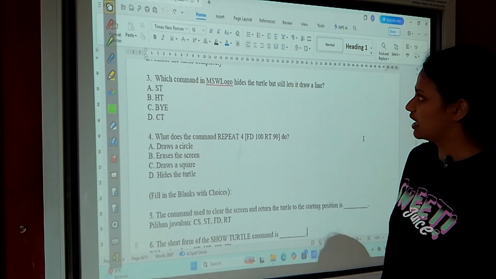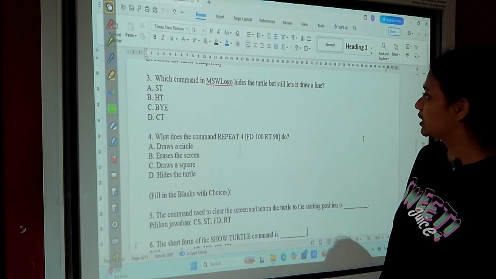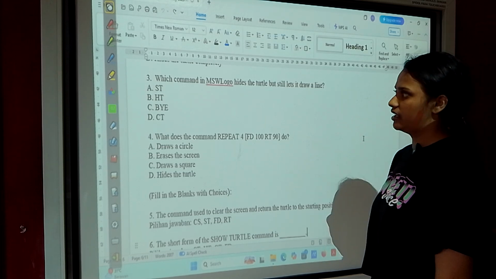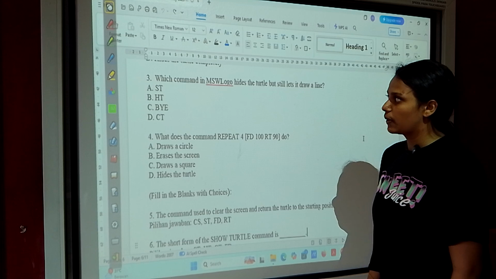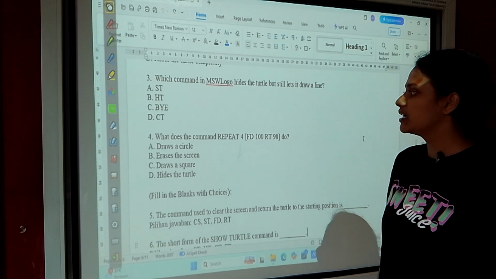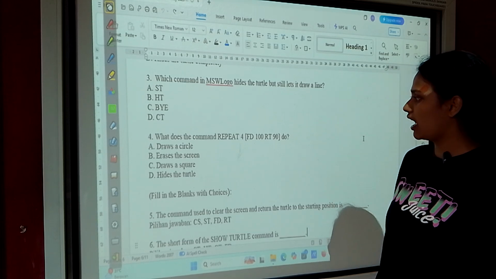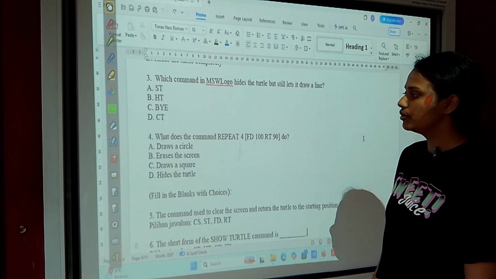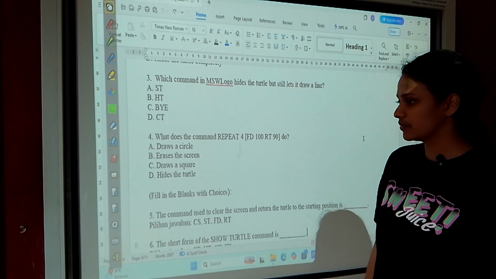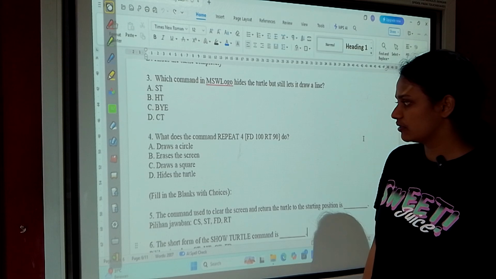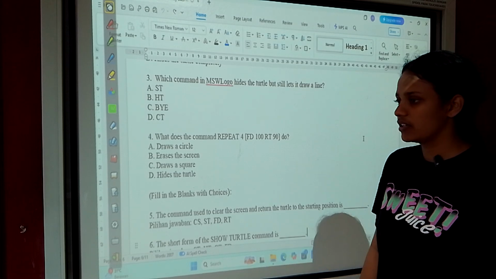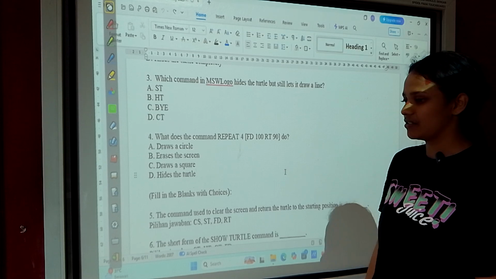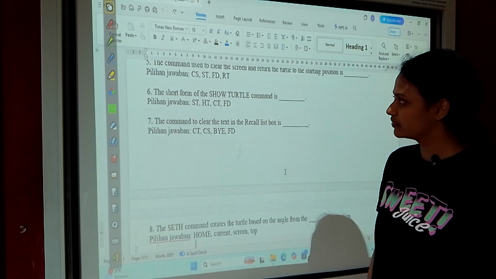Which command in MSW Logo hides the turtle but still lets it draw, like HT or hide turtle? Next, what does the command repeat 4 [FD100 RT90] do? Draws a square. Circle or square? Square. Draws a square. Next.